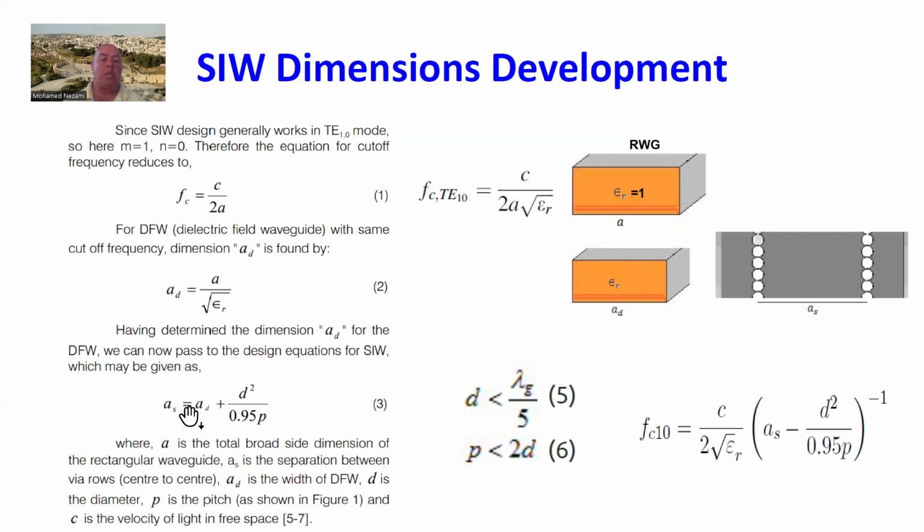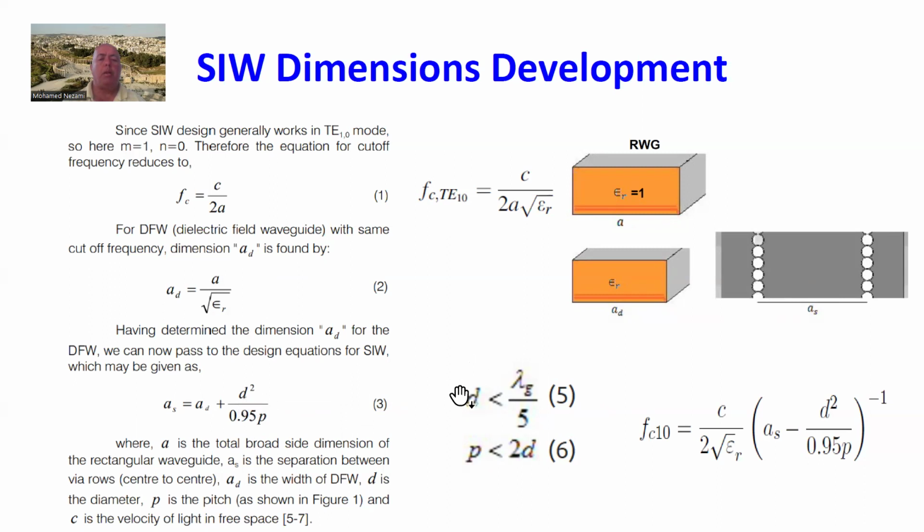And then we go from here to a substrate integrated waveguide using this equation. The substrate width in here, the A dimension of the SIW, is basically the dielectric filled waveguide dimension plus a term that is proportional to the diameter squared of the vias, divided by 0.95 of the pitch, which is the distance between the vias, center to center. So now you still have the diameter and the pitch for the vias, and in the literature, you can go back and see how they did this.